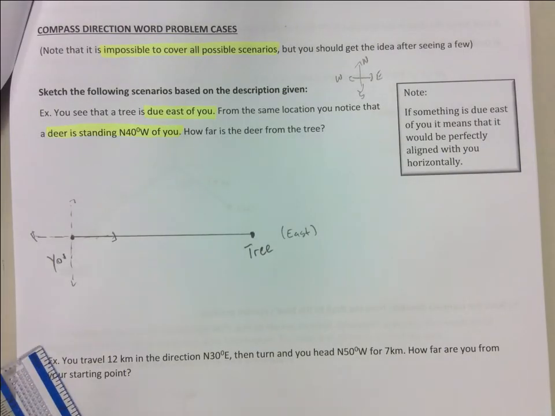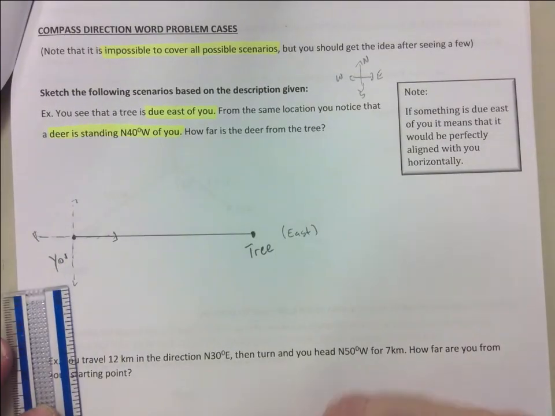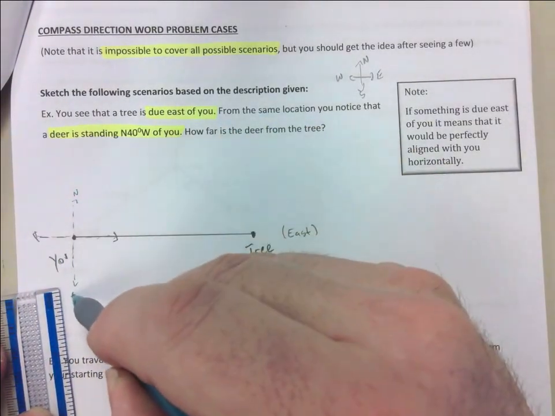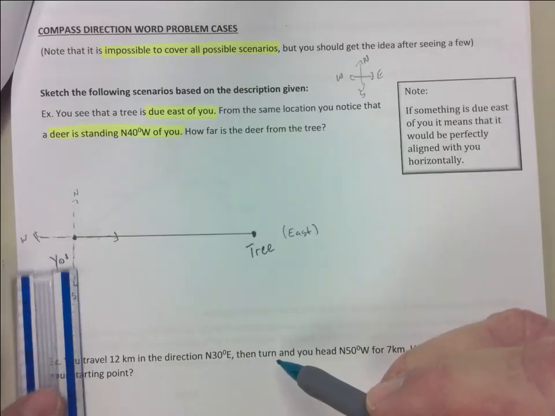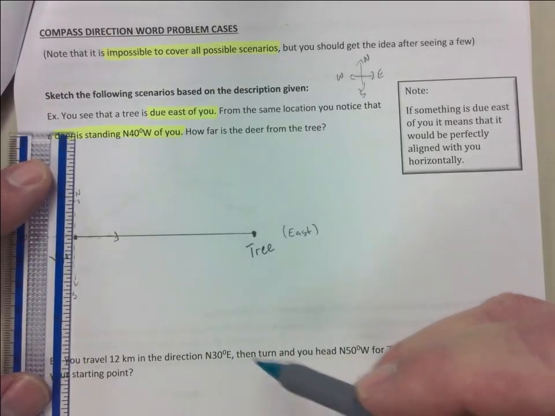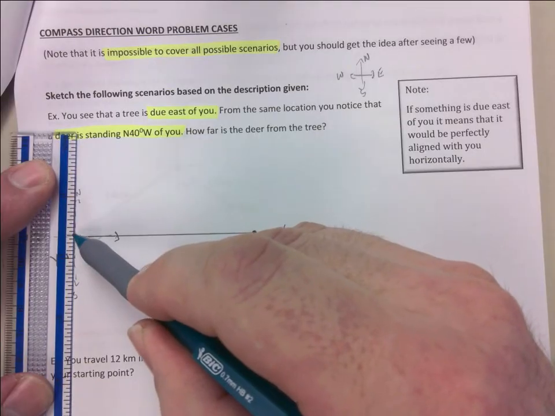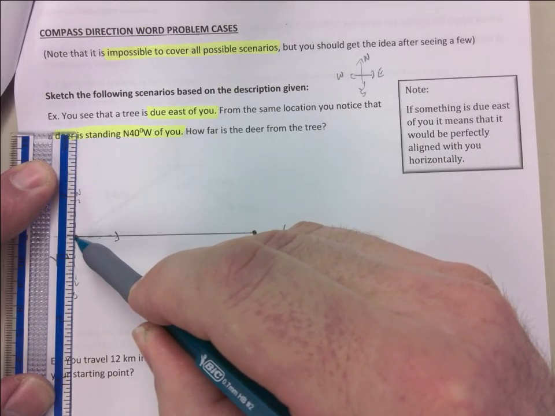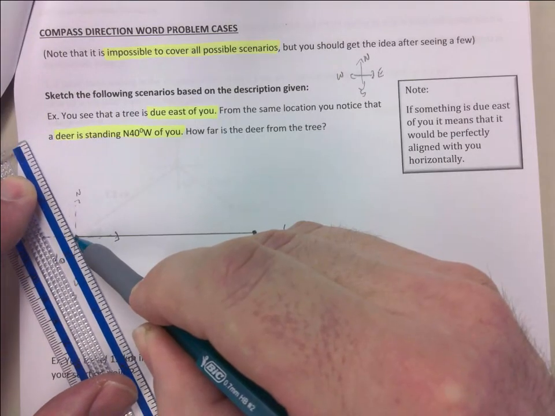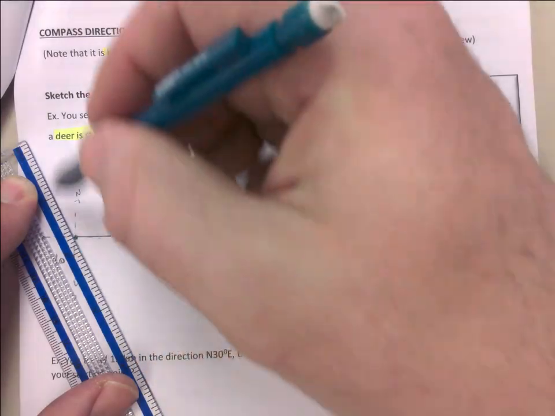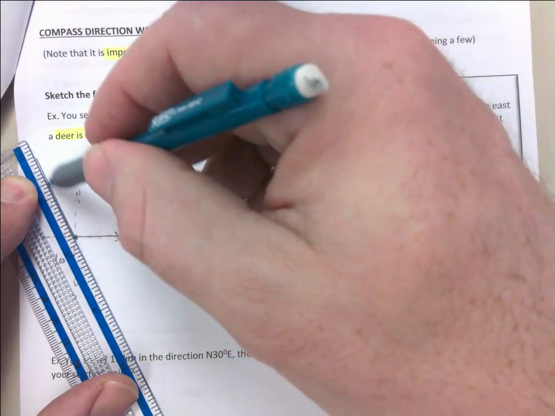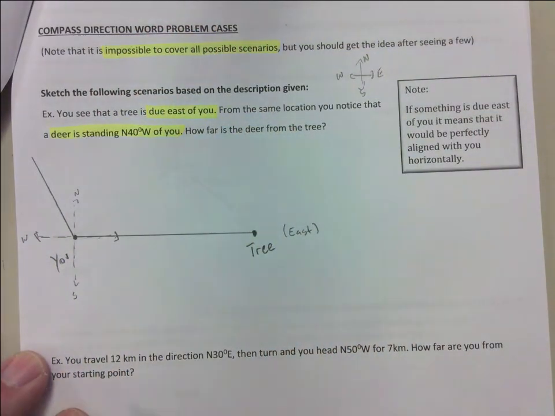And what else do we know? The deer is standing north 40 degrees west of you. So this is north, right? This is south. East, you already determined this is west. So the deer is north 40 west. So I'm going to start here, and it's from this location that I'm seeing the deer, right? So north 40 west, it's going this way, correct? You're with me? You agree with me? Sure. This is the deer.